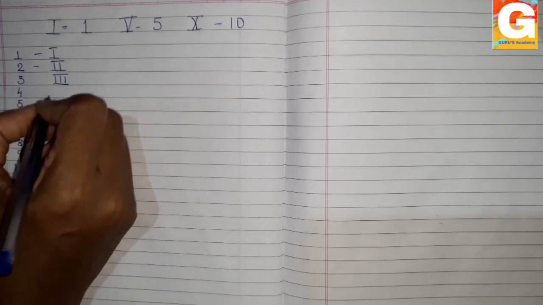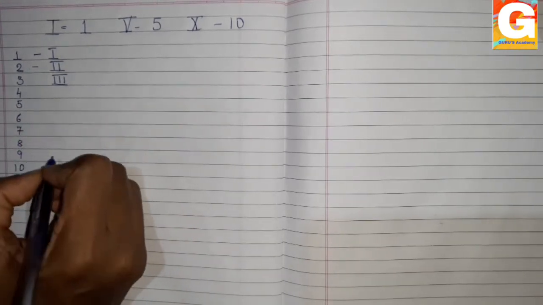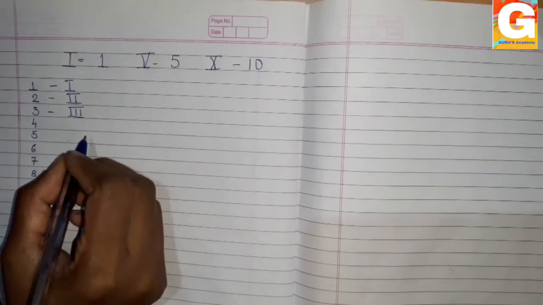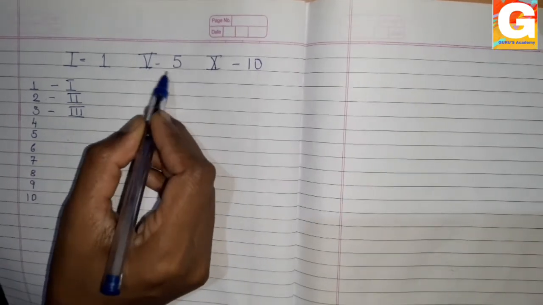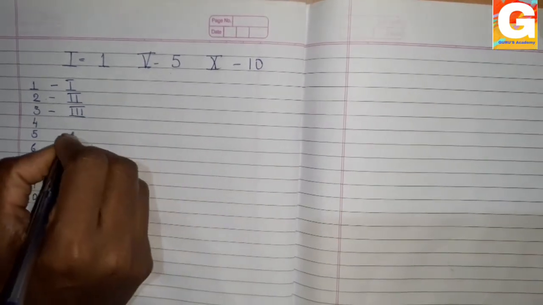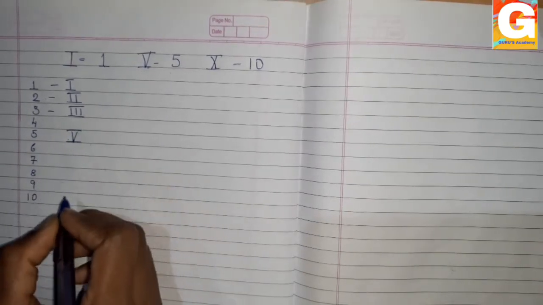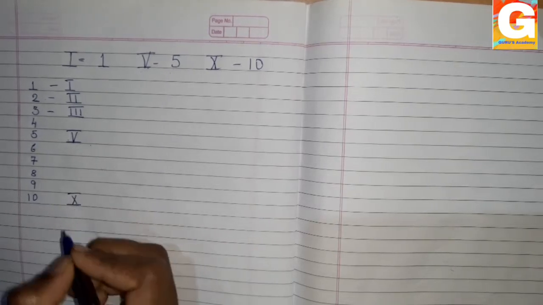But students, how many times are we going to write this I? We have n numbers. We can't repeat them. So now students, before writing 4, we will first write 5. As it is given over here, this is the symbol we write for 5. This is your 5. And then I will be writing 10. This is your symbol for 10.